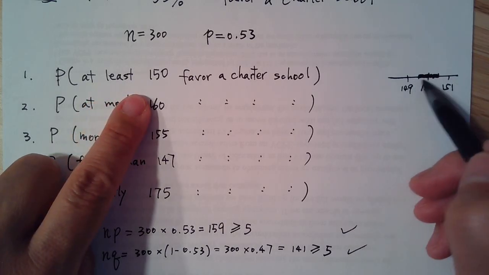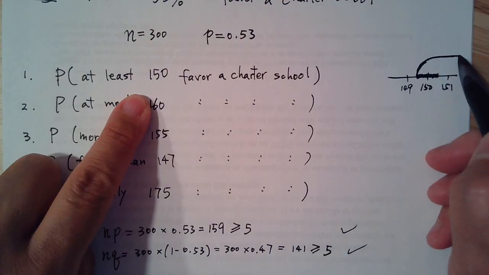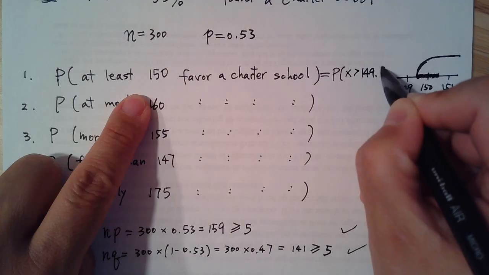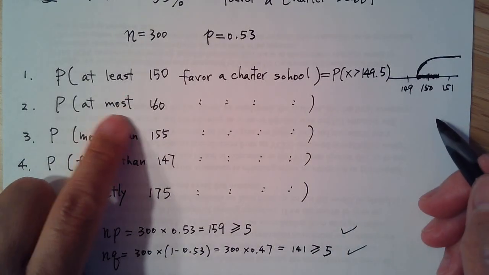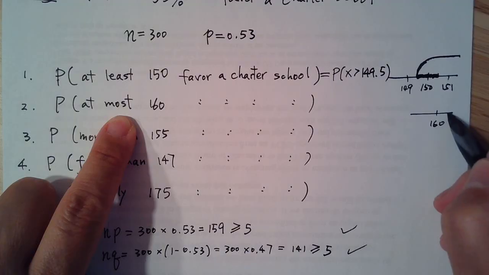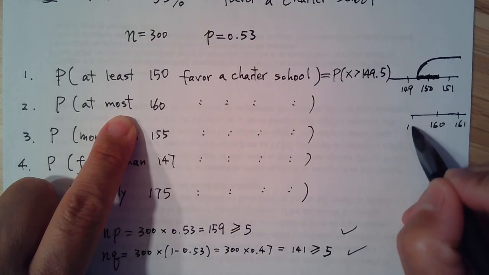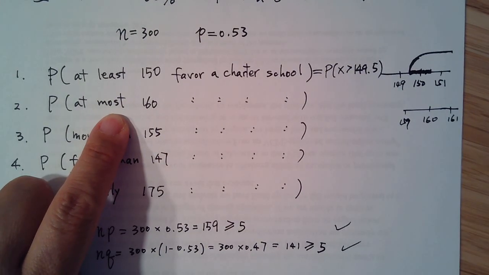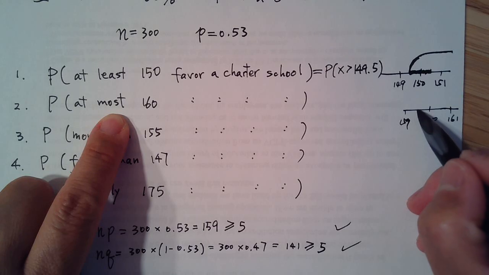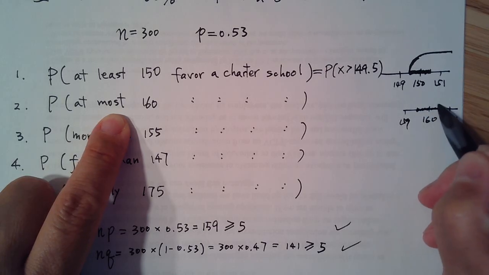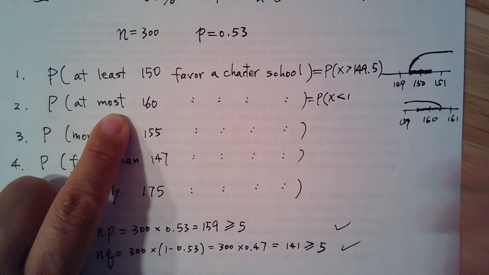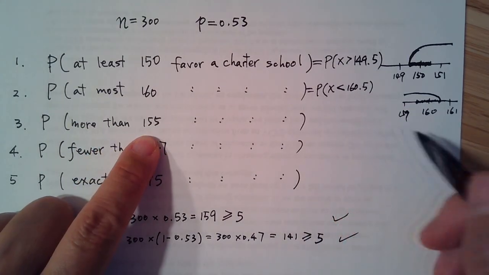So at least 150, which is starting from 149, that's the probability that x is greater than 149.5. Okay, and this one, at most 160. So here's 160, and of course this is 161, here's 159. What does at most 160 mean? At most means 160 or less. It could be 160, so it could be here or less. So you are looking for the probability that x is less than 160.5, right?